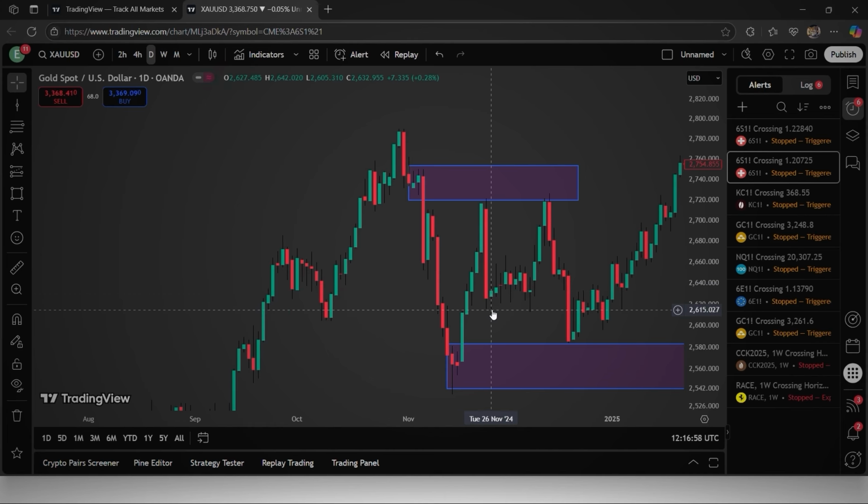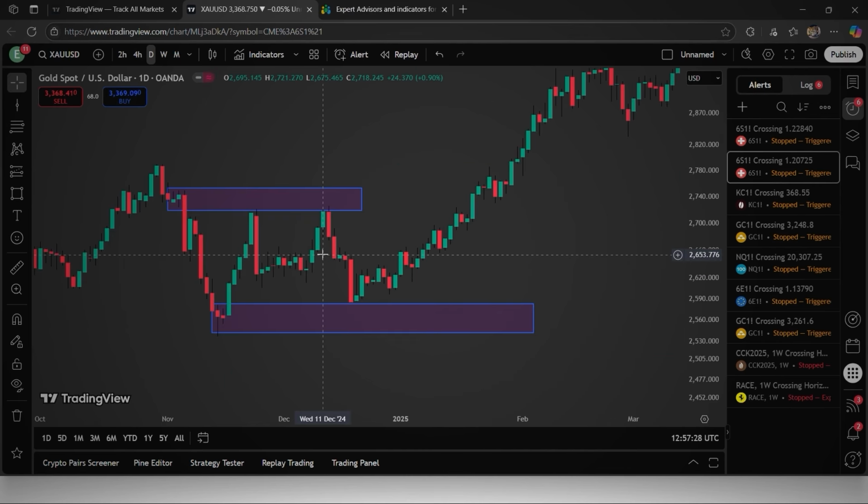So these supply and demand patterns happen everywhere on the chart, on every time frame. You have to train your eyes to see these levels. Take these supply and demand trades.